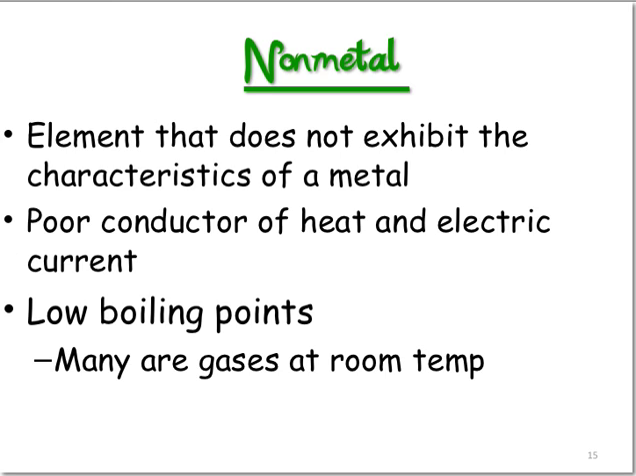If you look at the periodic table, many of them are gases. They're indicated in red at room temperature, and then we have our liquid bromine and then a few solids. So the nonmetal section has many different states of matter at room temperature, whereas the metals, most of them are solids.